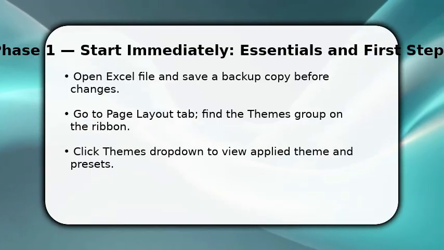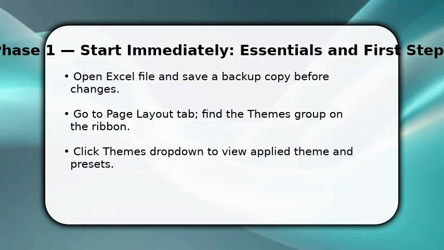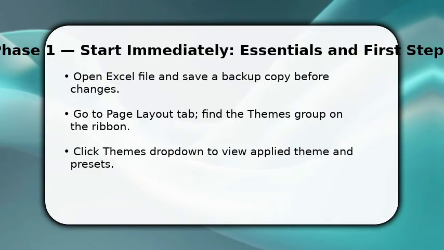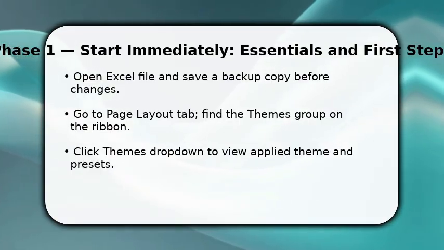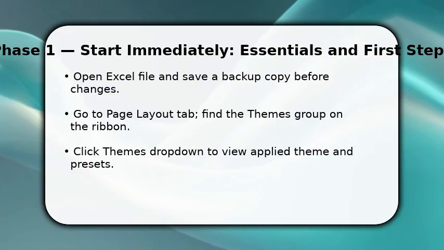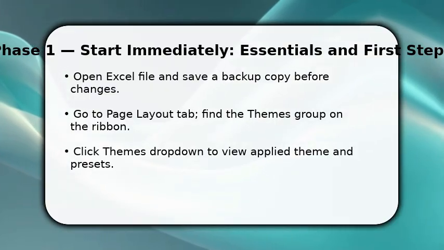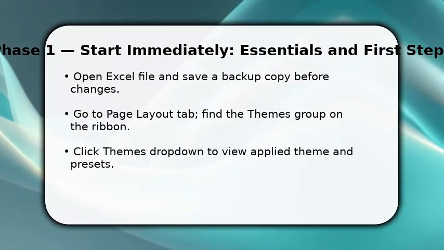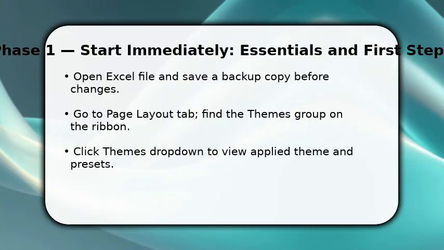You start by opening the workbook and saving a backup copy. Do this now to avoid accidental data loss. Next, go to the Page Layout tab and locate the Themes group on the ribbon. This is where Excel stores color, font, and effect sets. Once there, click the Themes drop-down to confirm which theme is applied and to preview built-in presets.